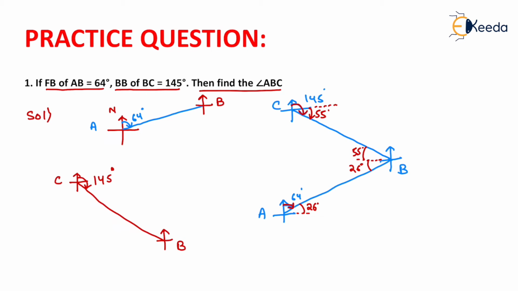Now we have to find the angle ABC, which will be the sum of 26 degrees and 55 degrees. So it will be equal to 81 degrees. Now we have determined the angle ABC as 81 degrees. That is the complete solution of this numerical. We found angle ABC is equal to 81 degrees.